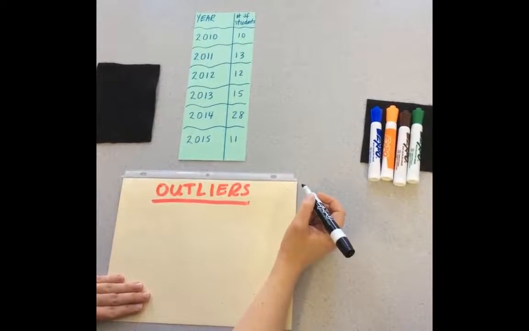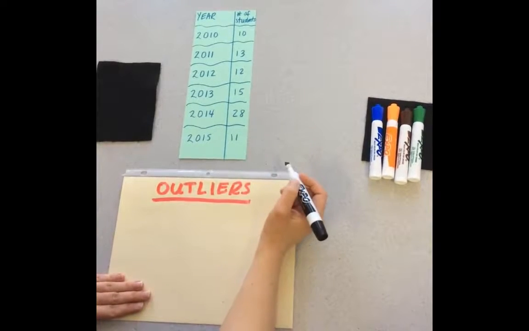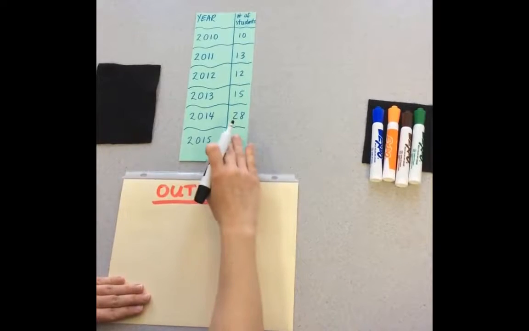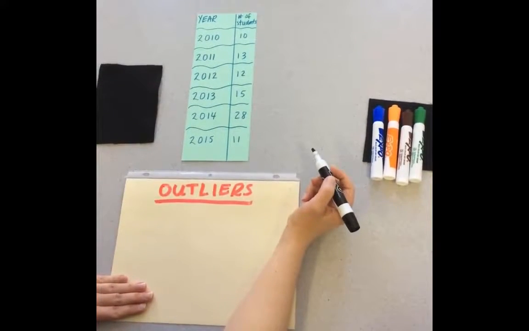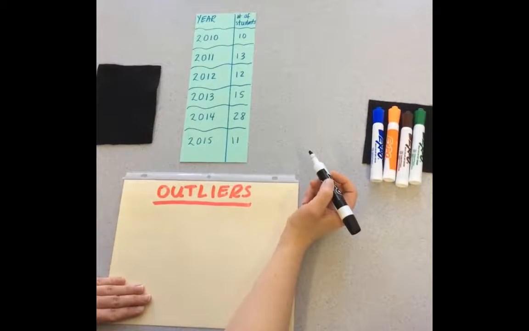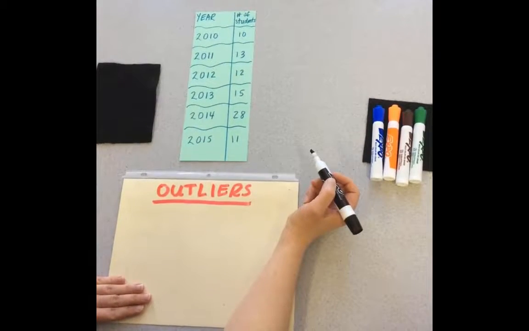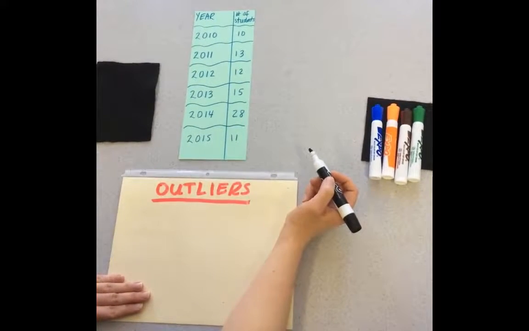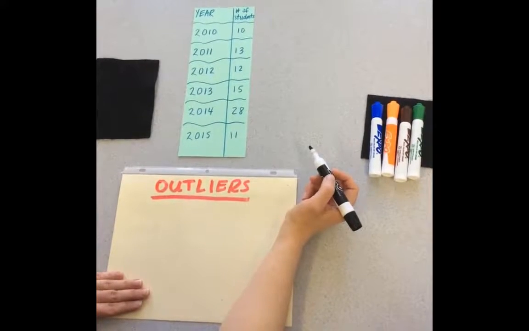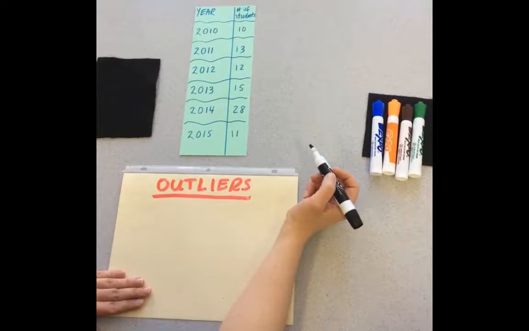Let's take a look at an example where we might see an outlier. So here's an application. Let's look at these numbers. The tables show the number of students participating in a talent show over several years. We are supposed to identify the outlier in the data set and determine how the outlier affects the mean, median, and mode of the data.